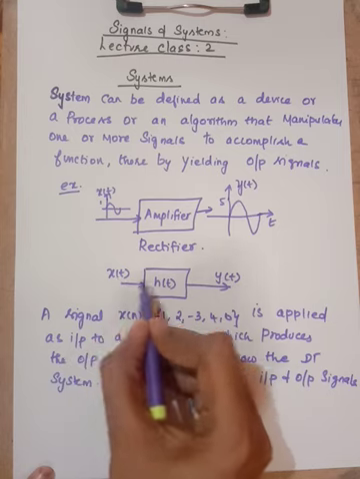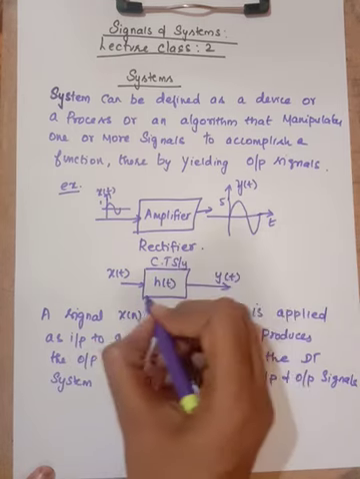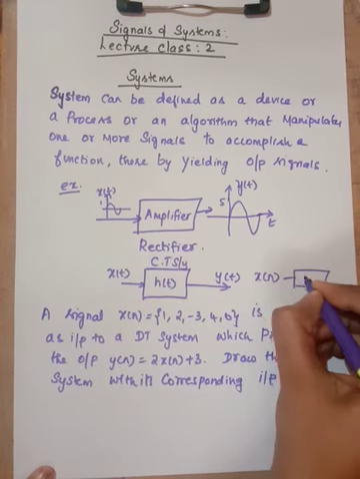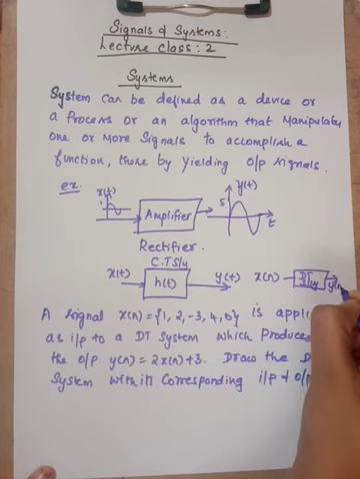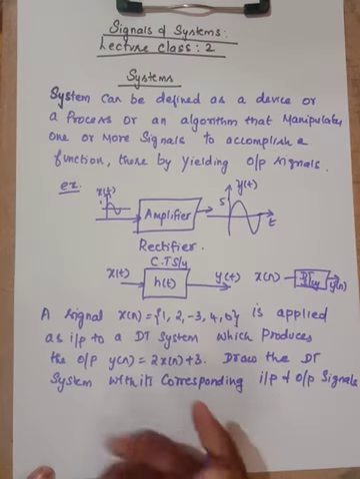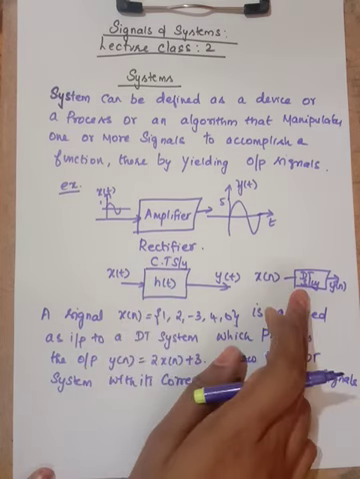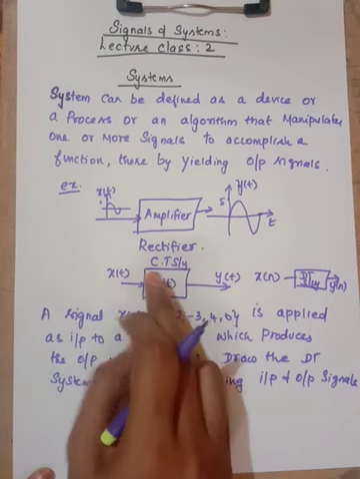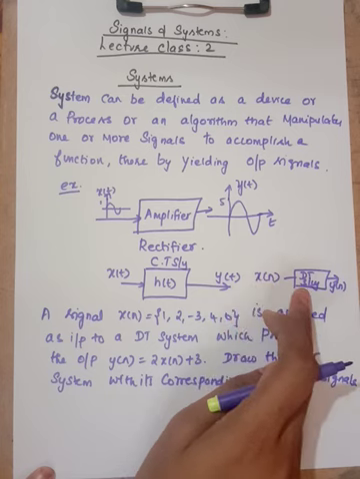Another thing you need to know: if a system deals with a continuous time signal, it is said to be a CT system. If the input to the system is x of n, then the system is said to be a discrete system, and the output will be y of n. So a system can be classified as continuous time or discrete time based on the input.